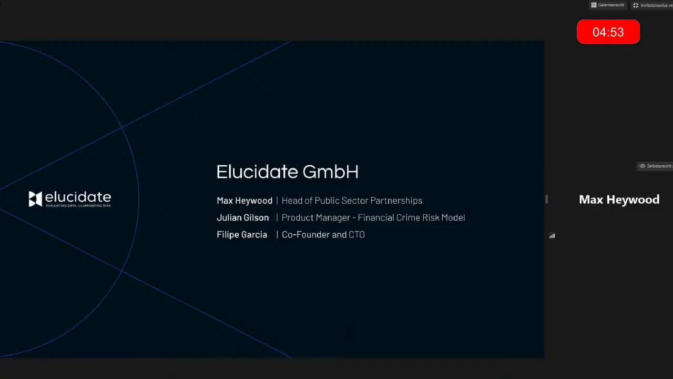We are Elucidate, and we are already helping major banks tackle one of their most critical systemic risks, financial crime and money laundering. Our product is being used by banks, and we are also regulated by BaFin, the German regulatory authority. What we want to share today is how the capabilities we've developed can help the Bundesbank with the risks we understand you are trying to tackle.